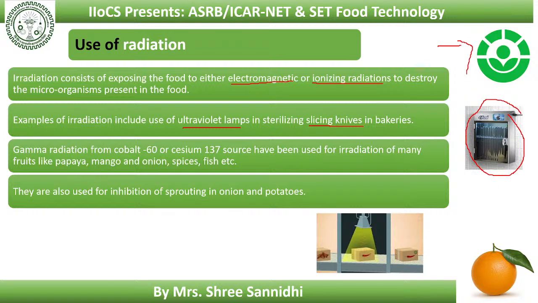Some other examples are gamma radiation from cobalt 60 or cesium 137 sources, which has been used for irradiation of many fruits like papaya, mango and onions, spices, fishes, etc. For irradiation, basically we use solid foods. Liquid food irradiation is very rare. Irradiation can also be used for inhibition of sprouting in onions and potatoes.